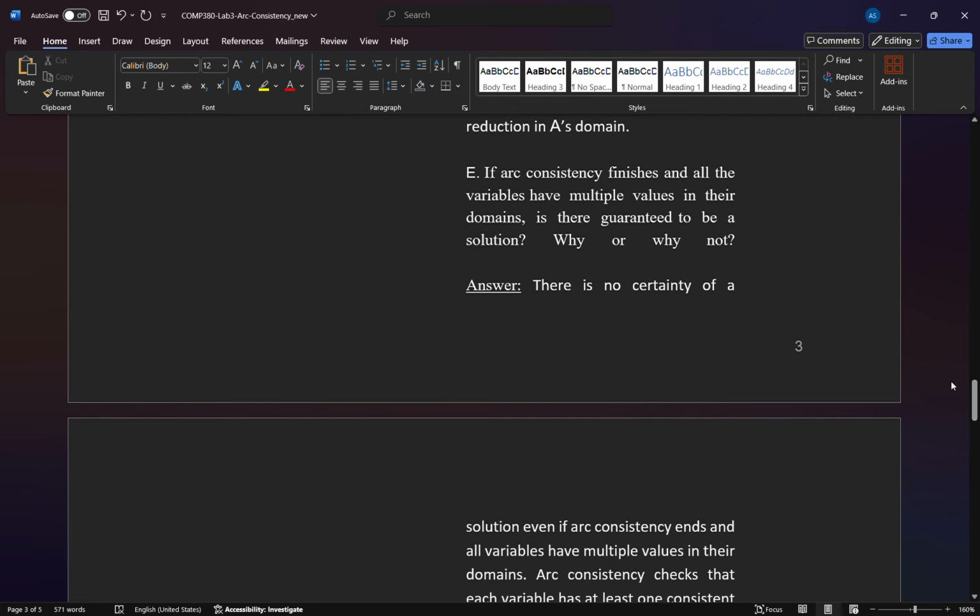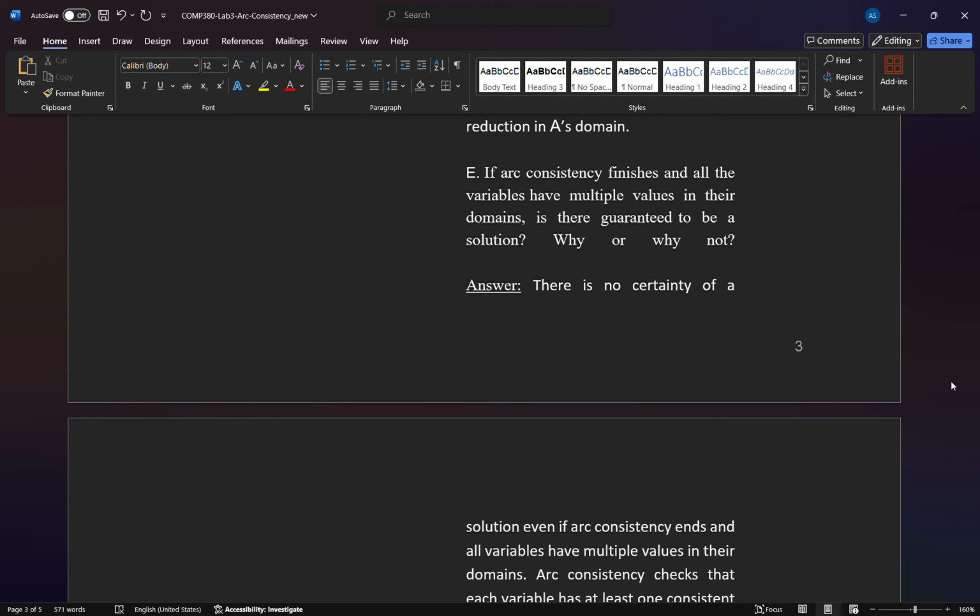For this question, it asks, if arc consistency finishes and all the variables have multiple values in their domains, is that guaranteed to be a solution? Why or why not?